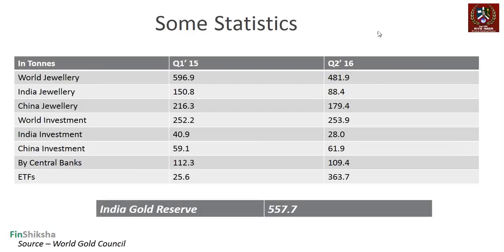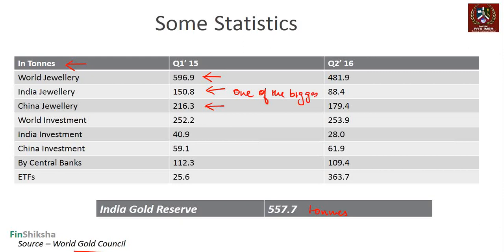Let's look at some more data in terms of what is happening with gold. This data is in tons, taken from World Gold Council data. India's total gold reserve is 557 tons, right? World jewelry demand is essentially 596. India is one of the biggest, the largest being China.